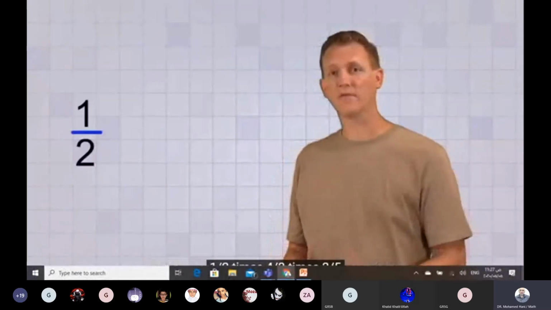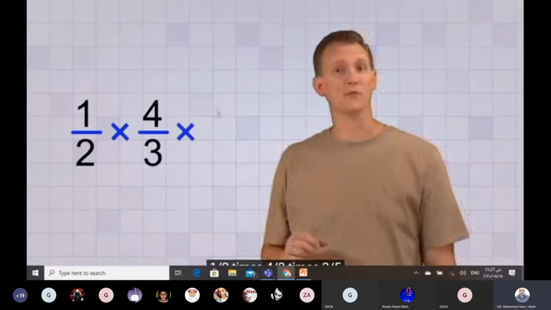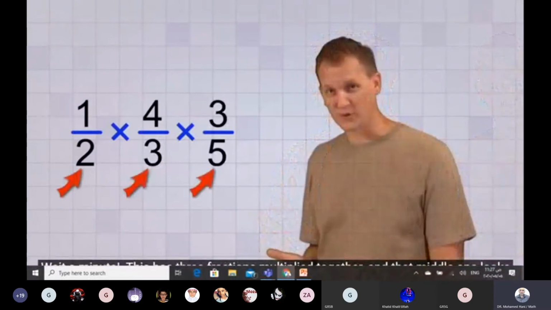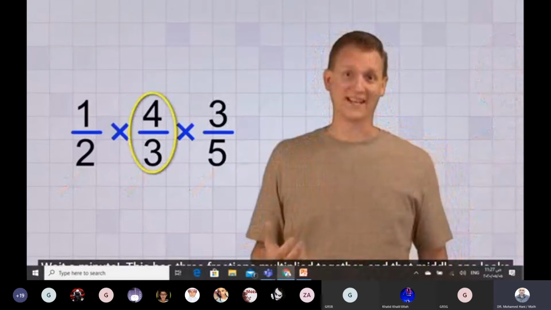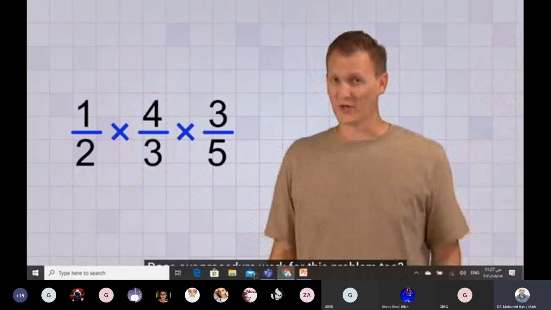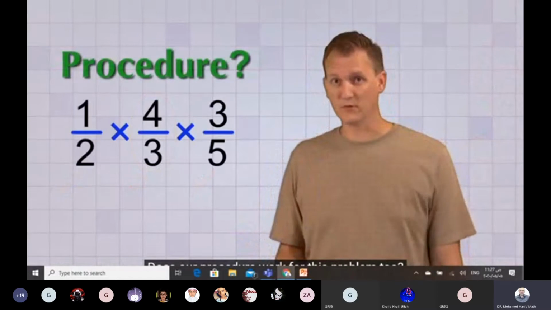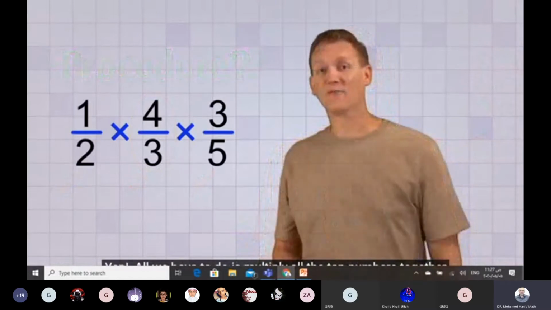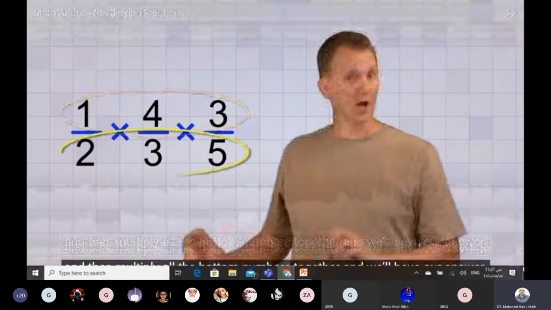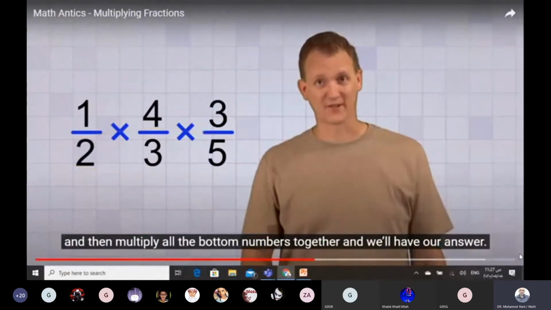Here it is. 1/2 times 4 over 3 times 3 over 5. Wait a minute. This has 3 fractions multiplied together, and the middle one looks like an improper fraction because its top number is bigger than its bottom number. Does our procedure work for this problem too? Yep. All we have to do is multiply all the top numbers together and then multiply all the bottom numbers together, and we'll have our answer.